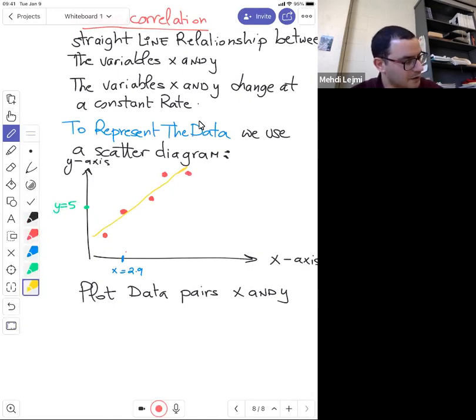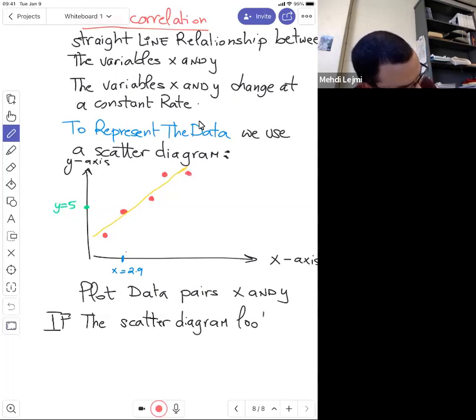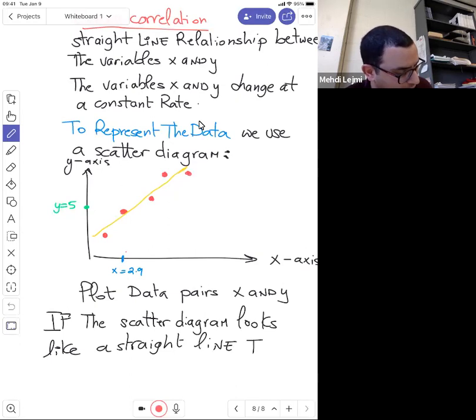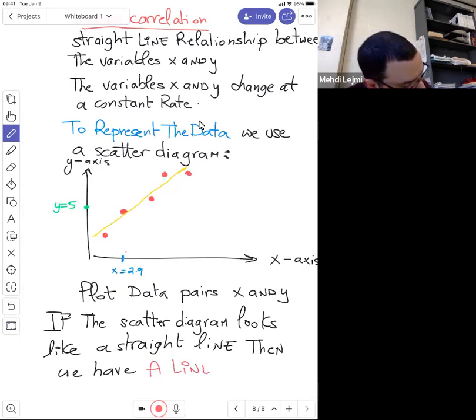So if the scatter diagram looks like a straight line, then we have what we call a linear correlation or linear relationship.